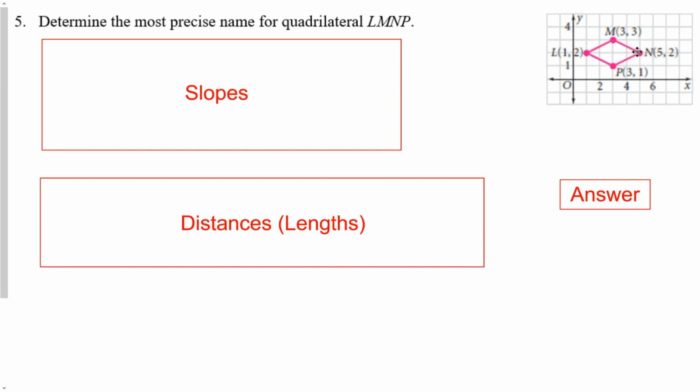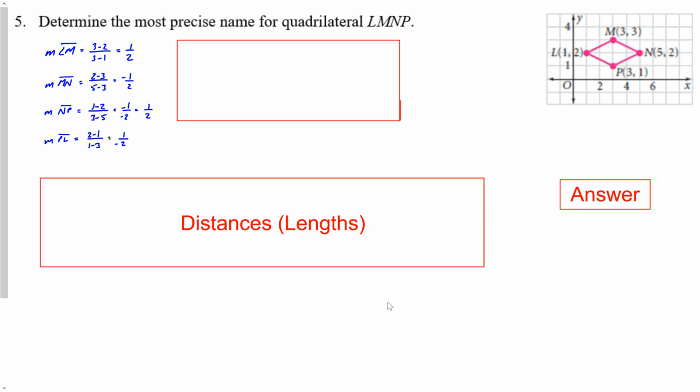So if I go through and find the slopes of all 4 of these sides, which I've already done here for us, I would find that the slope of segment LM is 1/2, the slope of segment MN is -1/2, the slope of segment NP is +1/2, and the slope of segment PL is -1/2. So now I have to think, what does this tell me if I look at these 4 slopes?